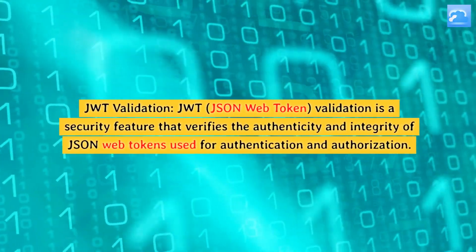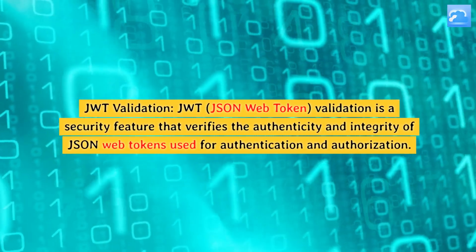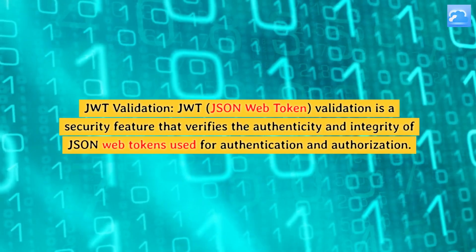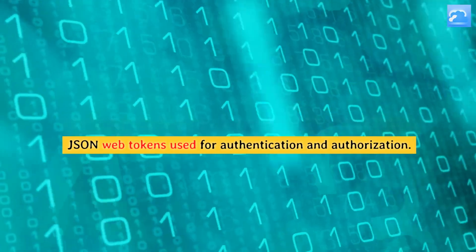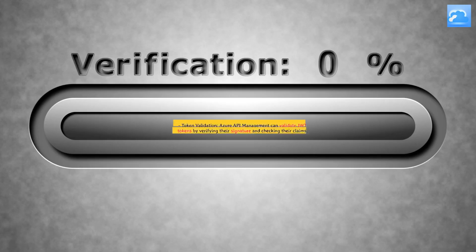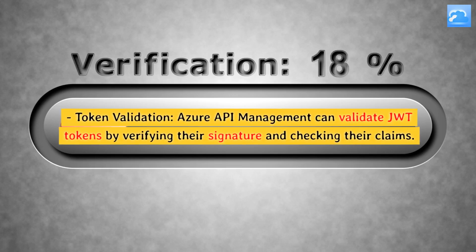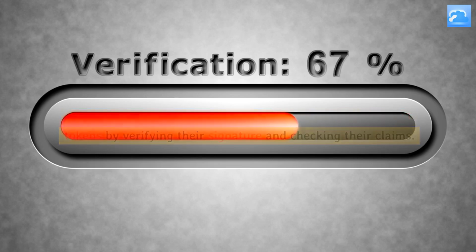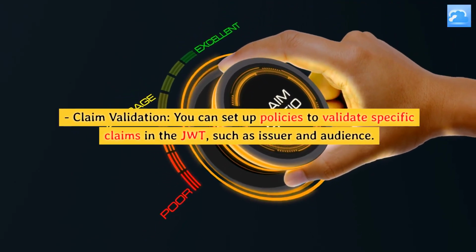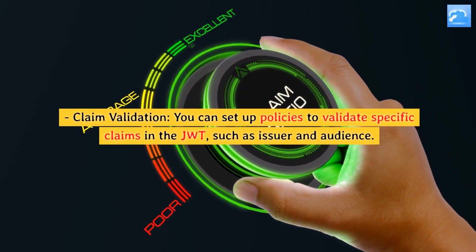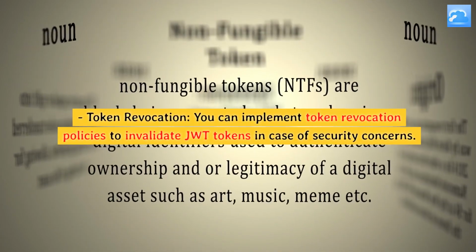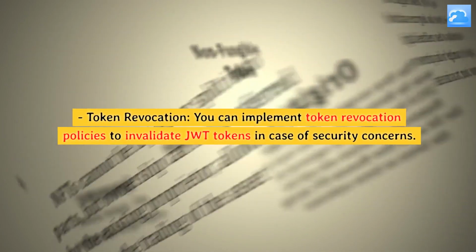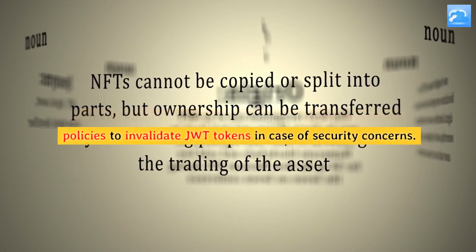JWT Validation. JWT, JSON Web Token Validation, is a security feature that verifies the authenticity and integrity of JSON Web Tokens used for authentication and authorization. Features: Token Validation. Azure API Management can validate JWT tokens by verifying their signature and checking their claims. Claim Validation. You can set up policies to validate specific claims in the JWT, such as issuer and audience. Token Revocation. You can implement token revocation policies to invalidate JWT tokens in case of security concerns.